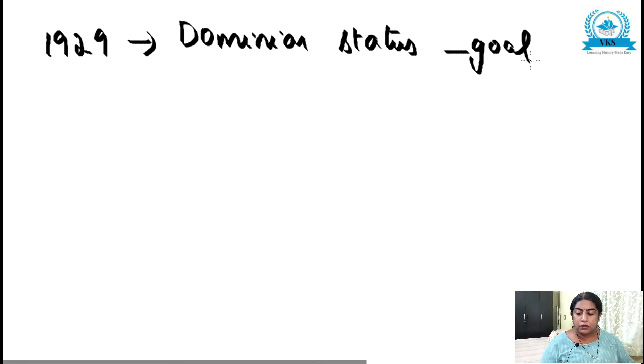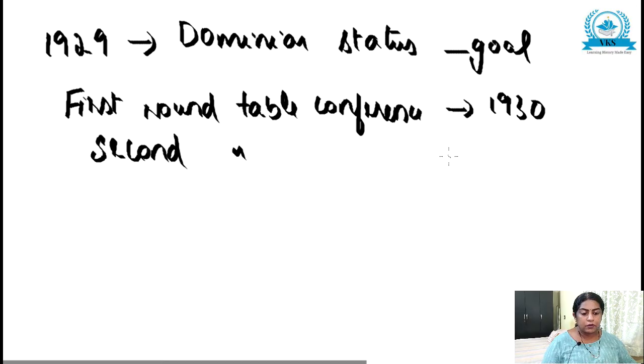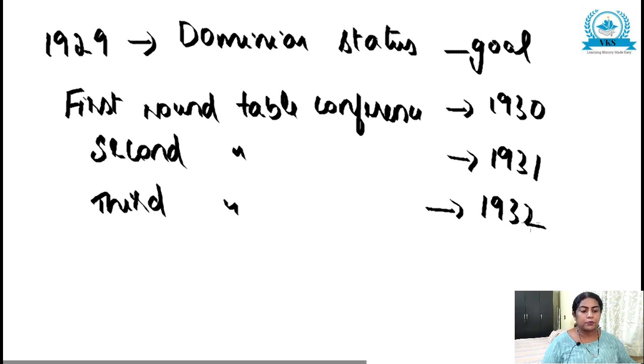That was what was announced by the Simon Commission. And after the visit of the Simon Commission, round table conferences happened. There were 3 round table conferences after that. The first round table conference happened in 1930, the second in 1931, and the third in 1932. So the 3 round table conferences also happened after the visit of the Simon Commission.